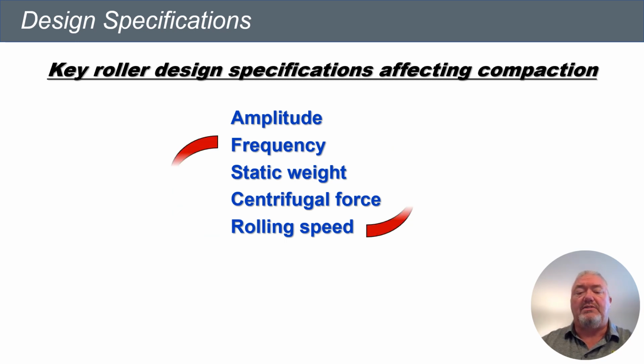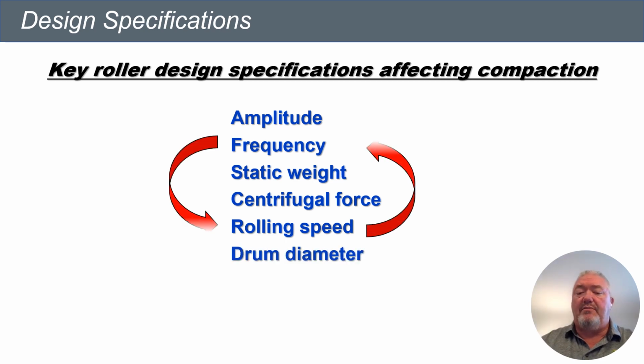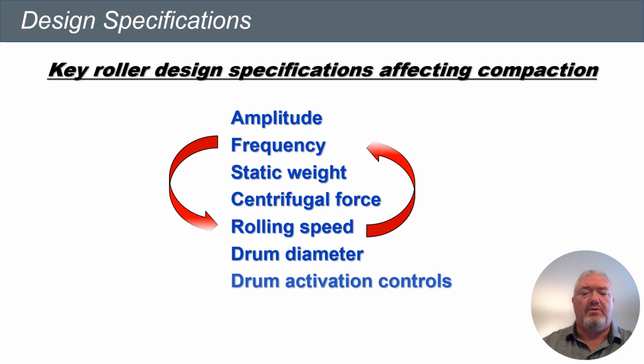We'll talk about roller speed, and roller speed is going to tie directly into frequency. And those two things tie into what's called impact spacing. Impact spacing is very important not only to get consistent compaction, but also to get rideability. Drum diameter, we'll talk about how that affects what we're trying to do as far as compaction goes. A lot of people don't think about it, but it does have an effect. Drum activation controls: the newer rollers now have individual drum controls, so we can control each drum individually and set them up differently if we need to.